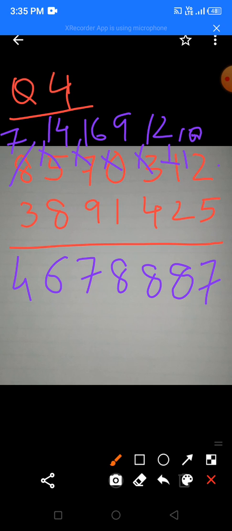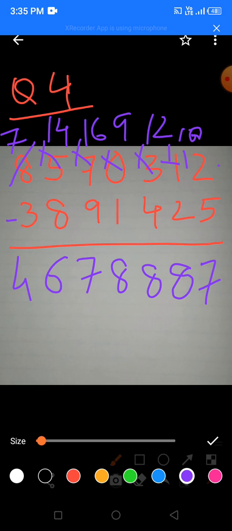How will we check? The answer that came, the number from which you subtracted, you have to add it. So again we will write the number here. Okay, so this is the number here. The number is 38 lakh 91,000. You have to add. Okay children, don't forget. You do not subtract. When you check, you will add.